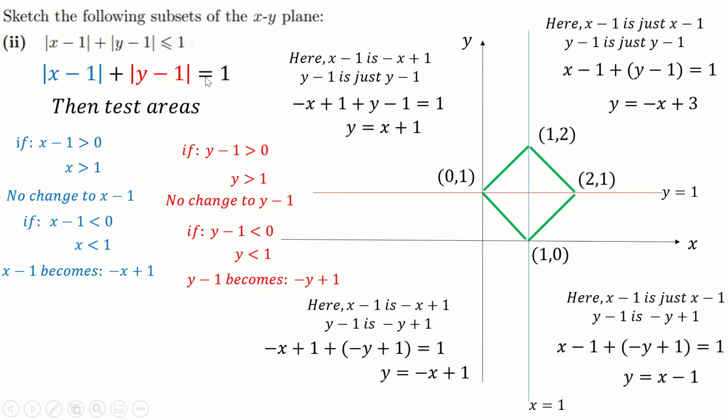And again, this is the sketch of when it equals. I want the sketch of when it's less than or equal to 1. So what I'm going to do is I'm just going to test the most obvious point I can, which I think is this one, which is the point 1, 1, I think.